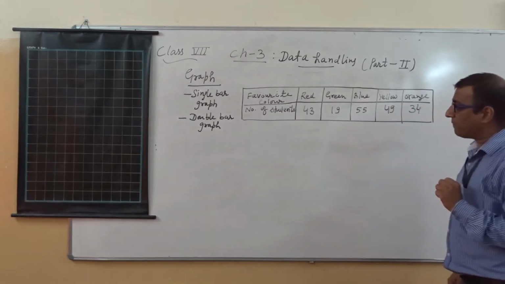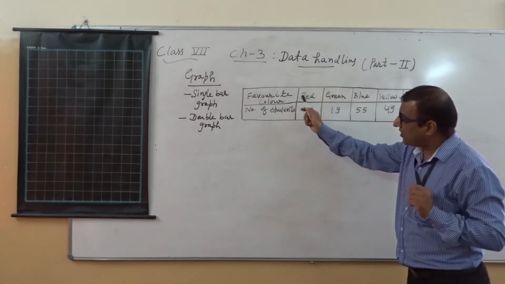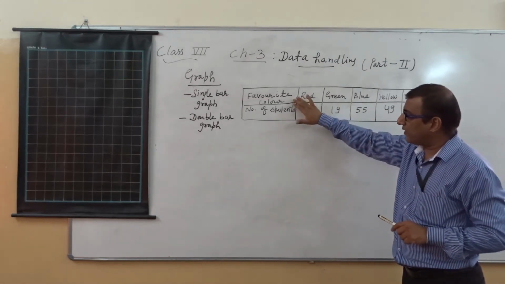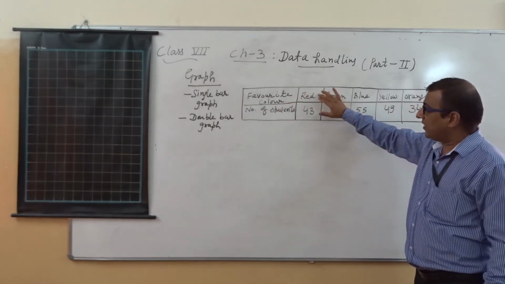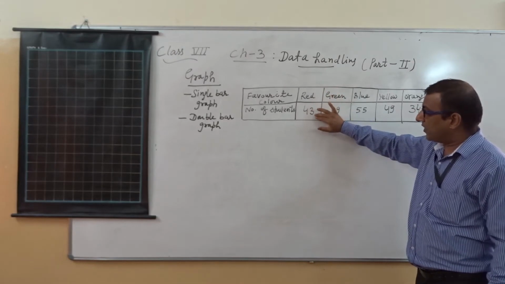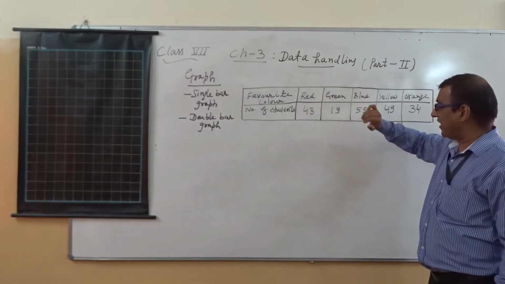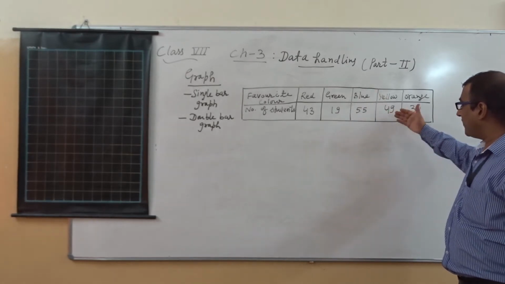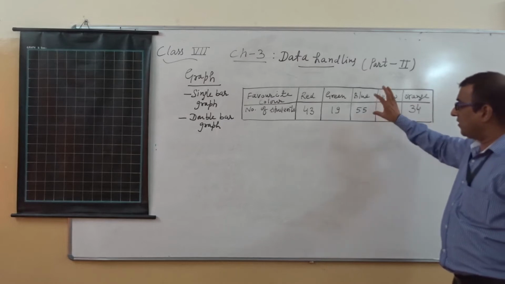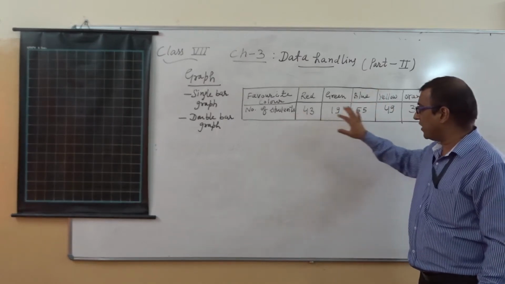If you see, this is the information related with favorite color and number of students. It means 43 students like red color, 19 students like green color, 55 students like blue color, and same for the other colors. It means most of the students like blue color because the number of students is 55.